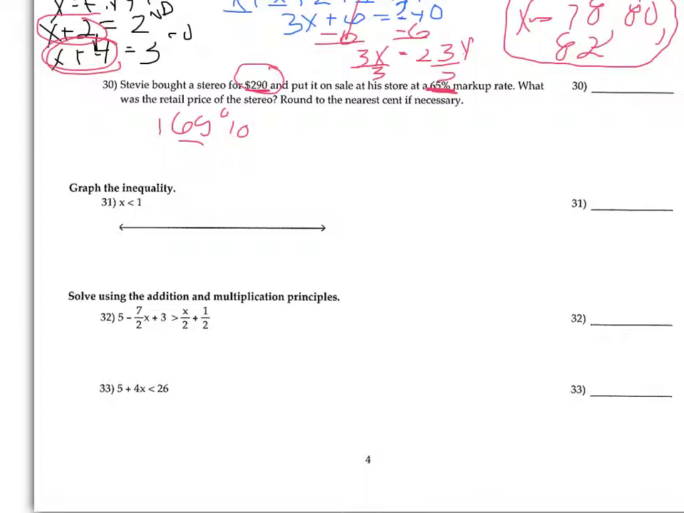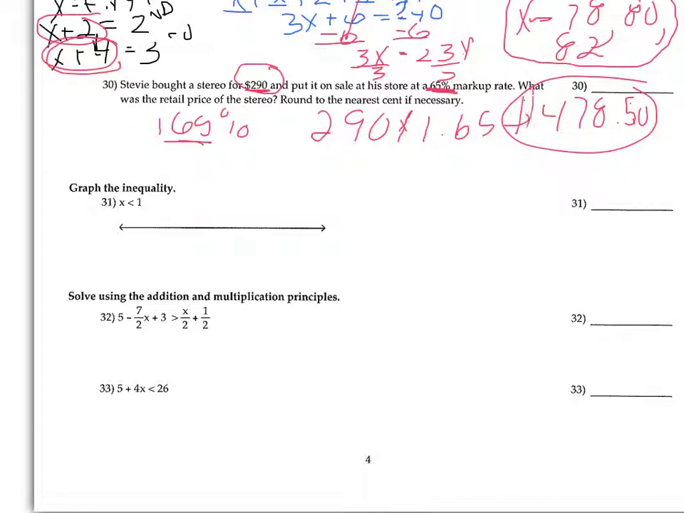So when we look at this, we want to figure out what is this new retail price. So 165% of 290 is 290 times 1.65. So turning this percent into a decimal. Just do this in the calculator. 290 times 1.65 is $478.50.